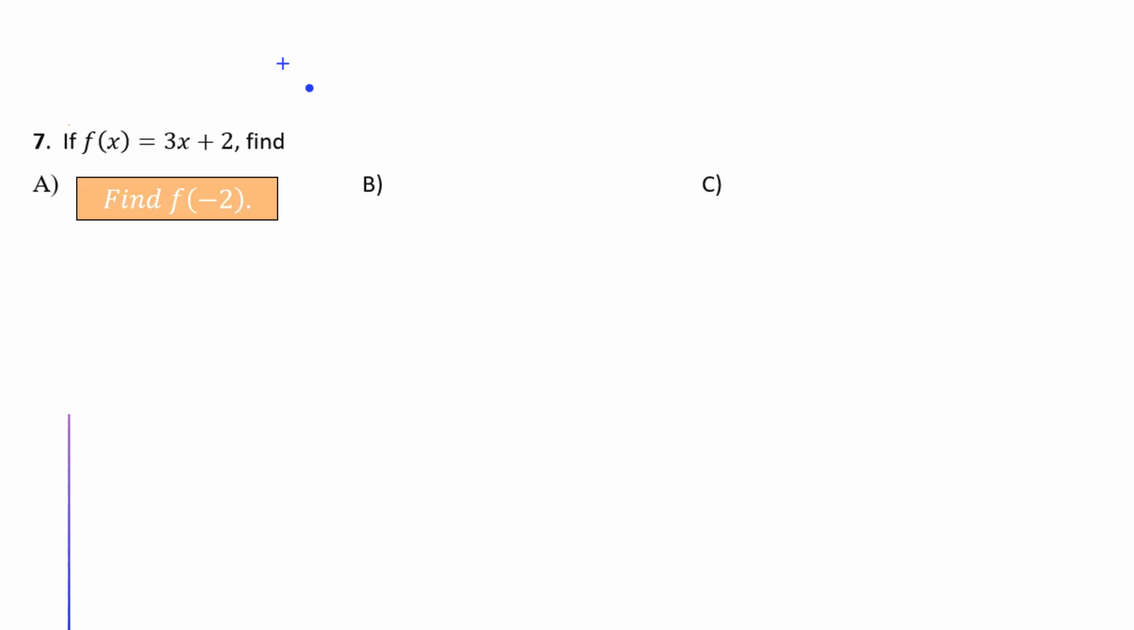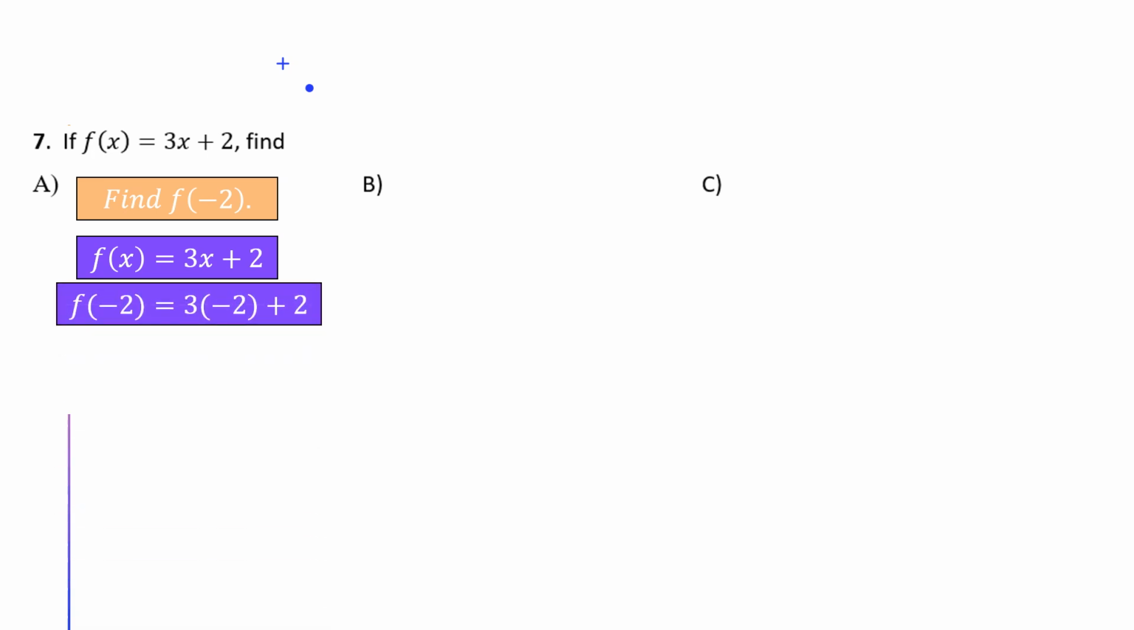I want you to find f of negative 2 for letter A. So that means x is negative 2. Okay, I'm going to go ahead and substitute in a negative 2 everywhere I see an x. So I was starting with my function. I had f of x equals 3x plus 2. I substitute in negative 2 every time I see an x.